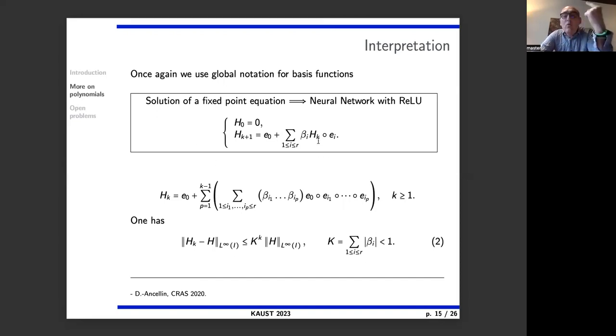I forgot to say that, of course, K is the iteration number here, but if you interpret it in terms of neural network functions, it is the number of layers. This is the point. So you have a function which has more and more layers, and they converge to the target with a rate that you control completely. Perfect.